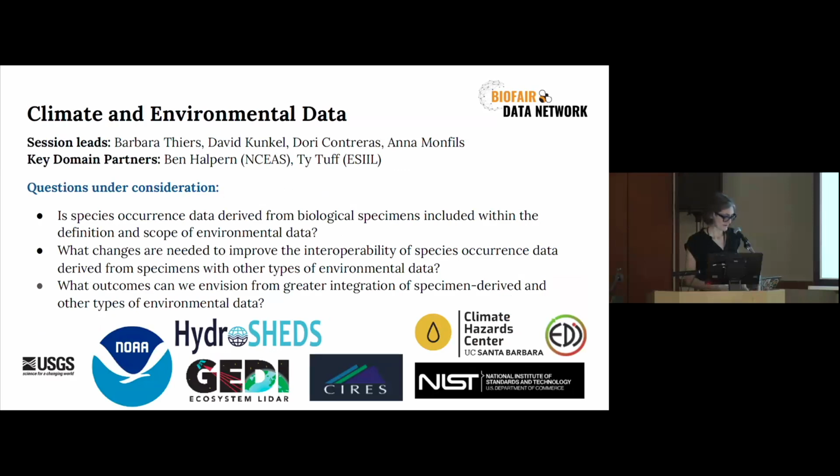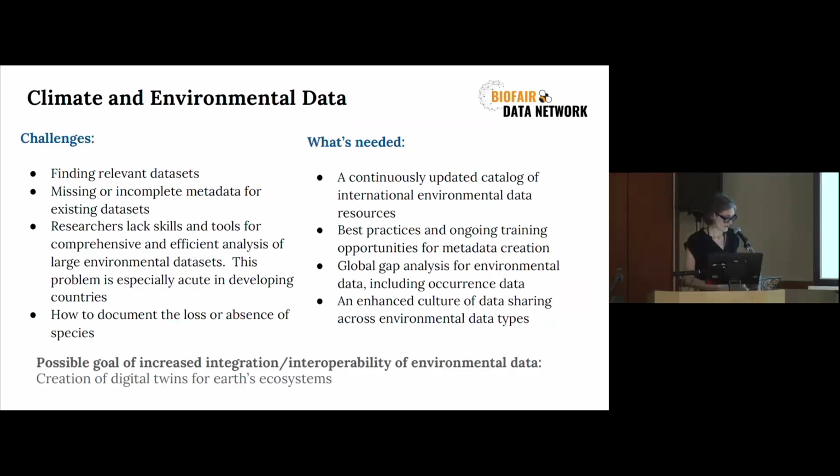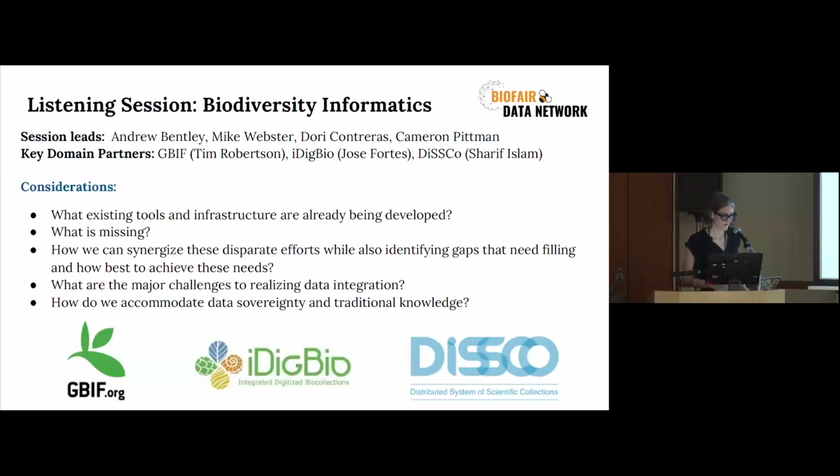The climate and environmental data group considered these questions. Is species occurrence data derived from biological specimens included within the definition and scope of environmental data? What changes are needed to improve the interoperability of all of these data types? And what outcomes can we envision? Challenges include missing metadata, researchers needing additional skills to work with large environmental data sets, and difficulty documenting the loss or absence of a species. And as such, they need an up-to-date catalog of resources, best practices and training opportunities, and an improved culture of data sharing. So I'm going through these pretty quick, but I'm happy to spend more time on things later.